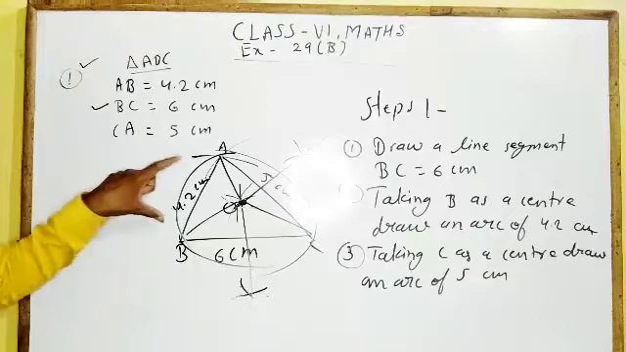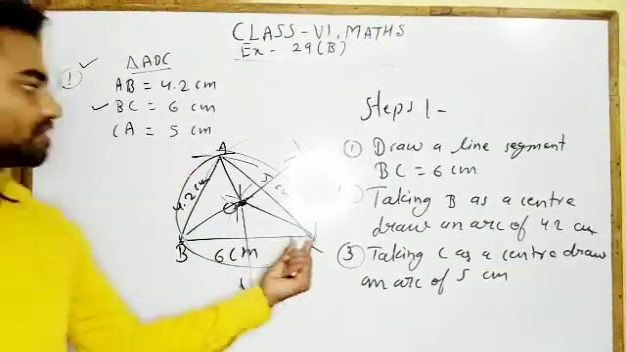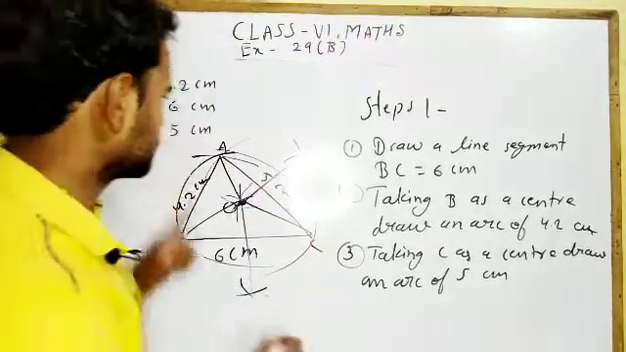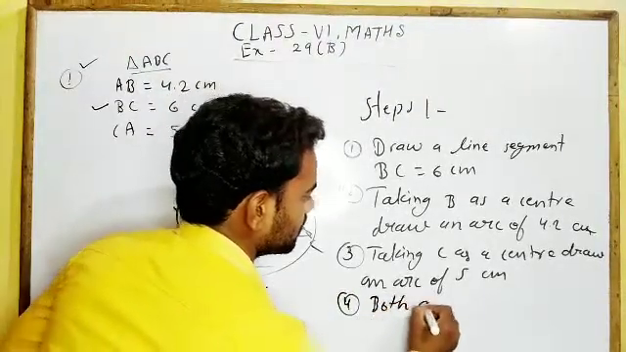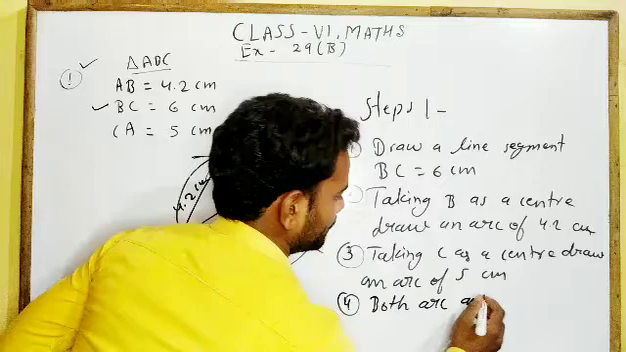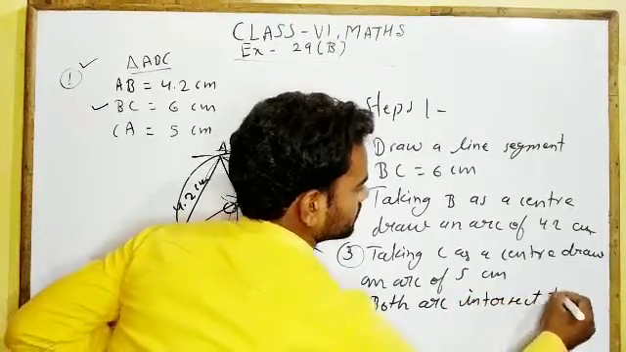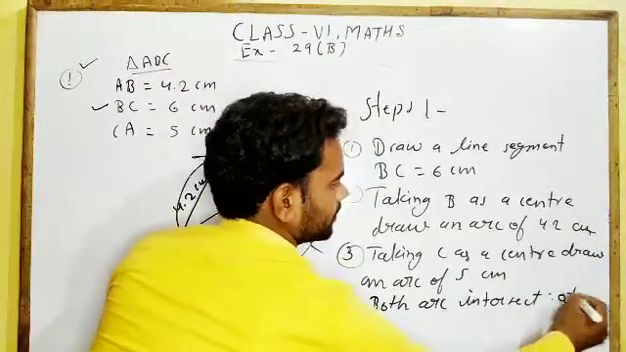Second, taking B as a center, draw an arc of 4.2 centimeter. Third, taking C as a center, draw an arc of 5 centimeter. Both arcs intersect each other at point A.